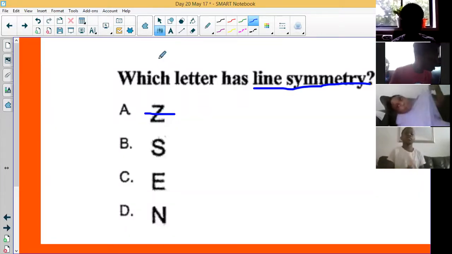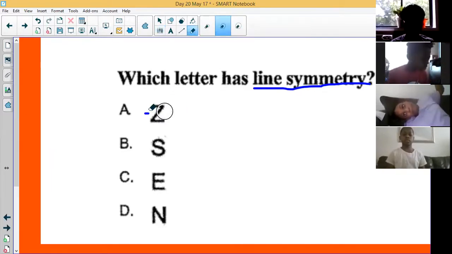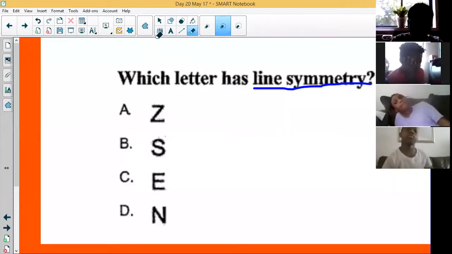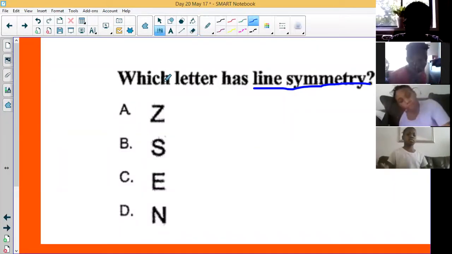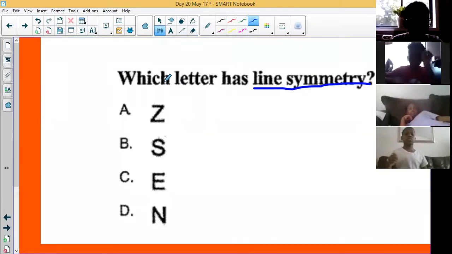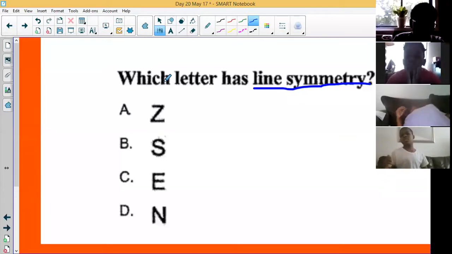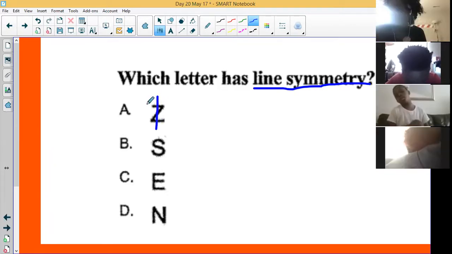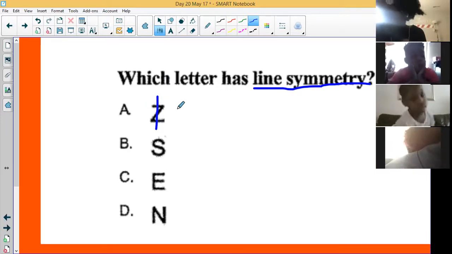All right. Let's draw a different line on the letter Z. Marcus, which way are we going to draw a line on Z this time? Unmute yourself. Which way are we drawing our line? Straight down. Okay, up and down. Okay, everybody look at both sides. Are they symmetrical? Thumbs up, yes. Thumbs down, no.